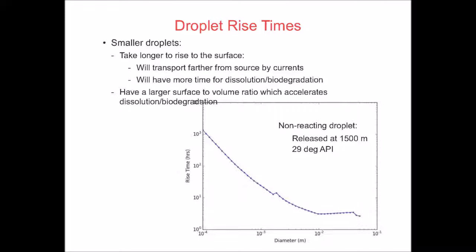If I make that same droplet 10 times smaller, so now it's 1 millimeter in diameter, instead of 3 hours, it takes close to 20 hours to rise to the free surface. And droplets that are another order of magnitude smaller, so 0.1 millimeters, take over 1,000 hours to rise to the free surface. During that rising time, it has more time to dissolve into the water column, and also the lateral currents in the ocean can push it further downstream.